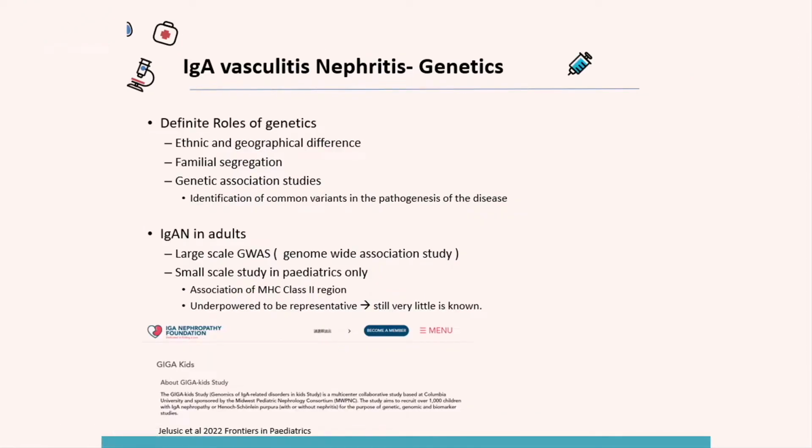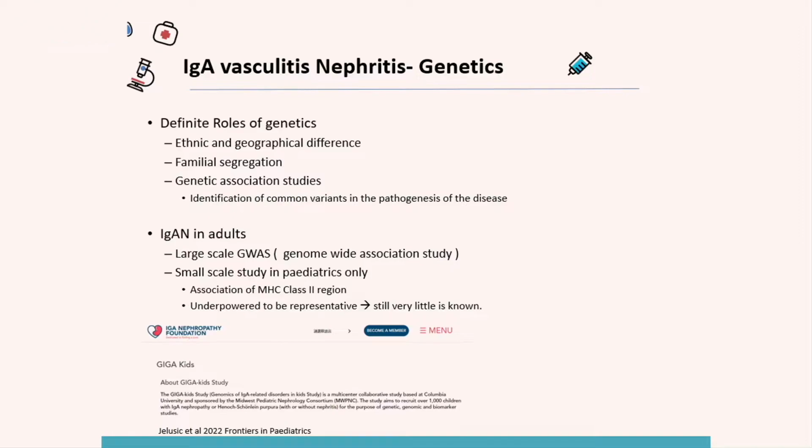So genetics, we know that there's a definite role of genetics, as explained by the ethnic and geographical differences that were noticed in the distribution of the disease. Familial segregation, so there are case reports saying that in identical twins, one twin would suffer from IgA nephropathy and the other would have IgA-VN. And genetic association studies were also very frequently reported.